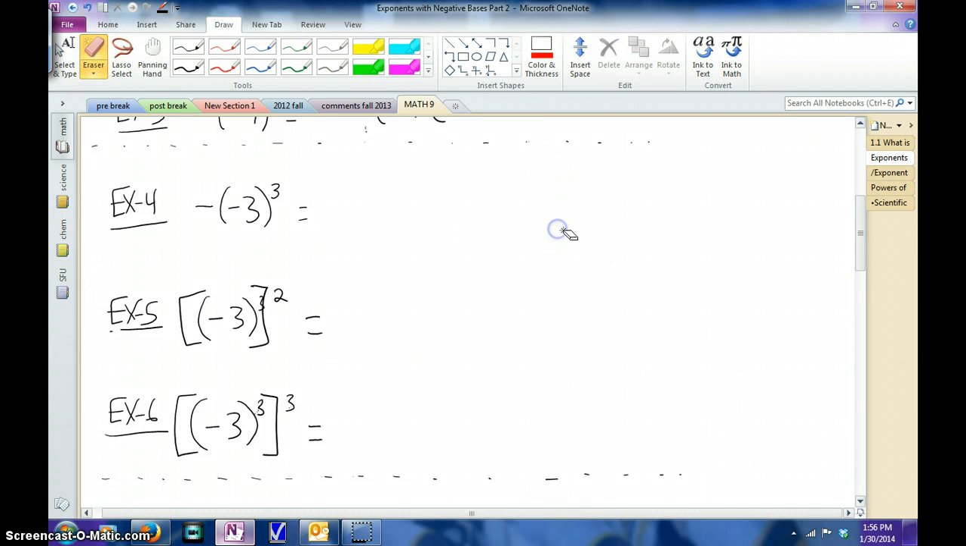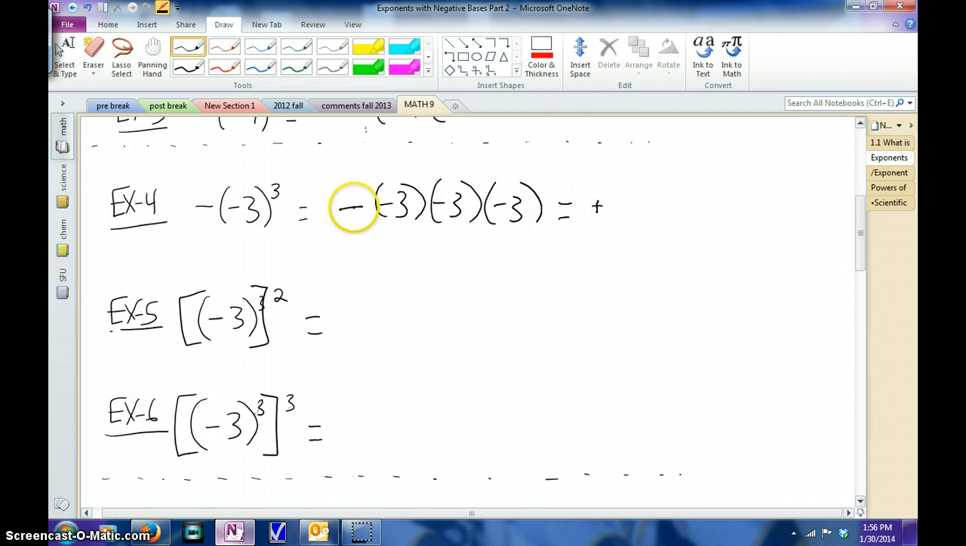All right, here, very similar to above, you've got the negative out front, so that goes right here, and then you've got negative 3 times itself 3 times. So negative 3 times negative 3 times negative 3. Okay. How many negative signs do we have here? 1, 2, 3, 4. 4, that's even. So that means I know that my answer is going to be positive something.